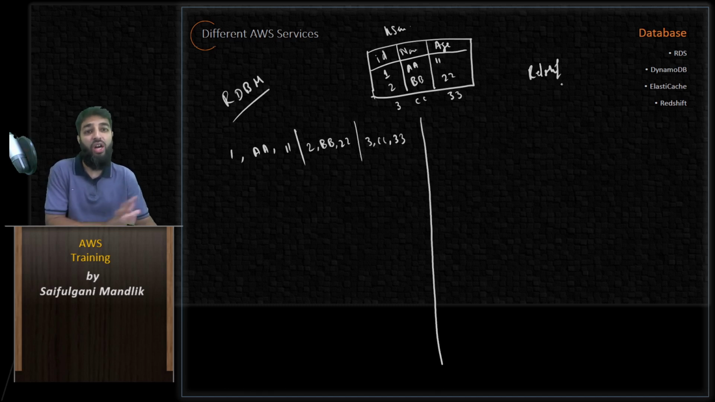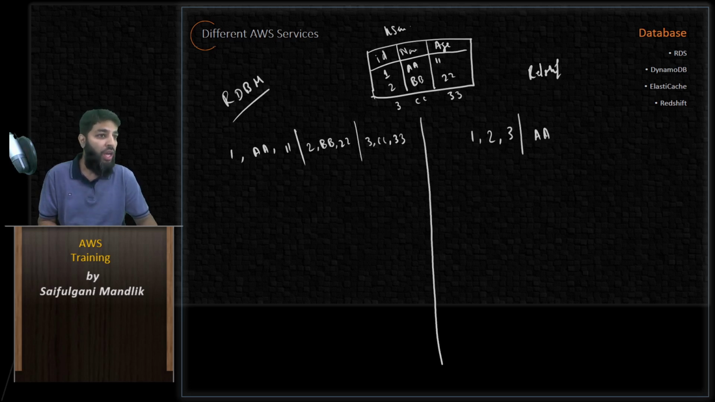Versus Redshift is a column-based storage, which means what? The same table created in Redshift will be stored something like this. All the data of your column will be stored first, then the next column, then the next column. So the same table will be stored something like this: 1, 2, 3, then a column separator, AA, BB, CC, then a column separator, 11, 22, 33.